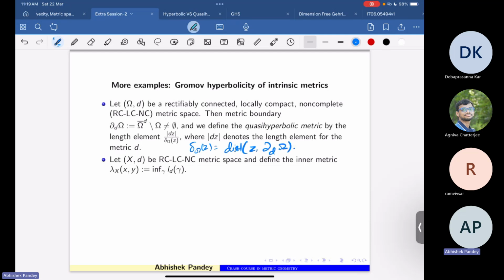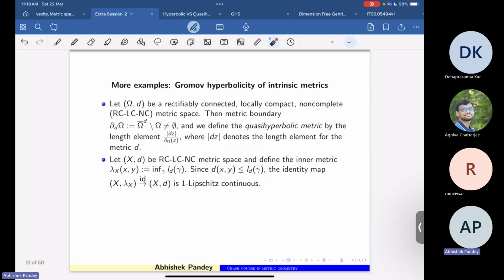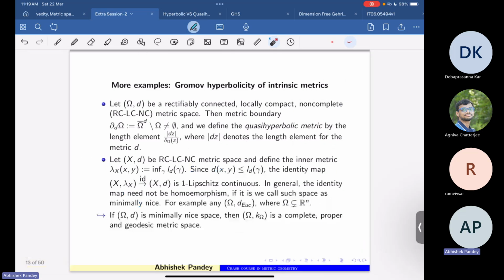Okay, and we equip (X, d) with the inner metric again, like this one. This we have seen earlier in earlier lectures, and we know that in general the identity map need not be a homeomorphism. So if it is, we call such a space a minimally nice space.